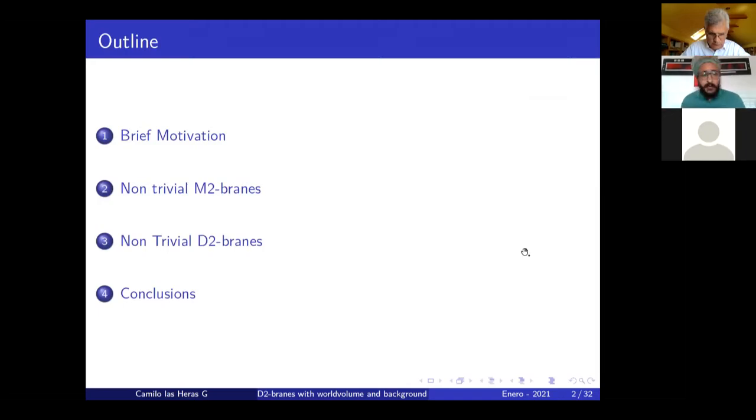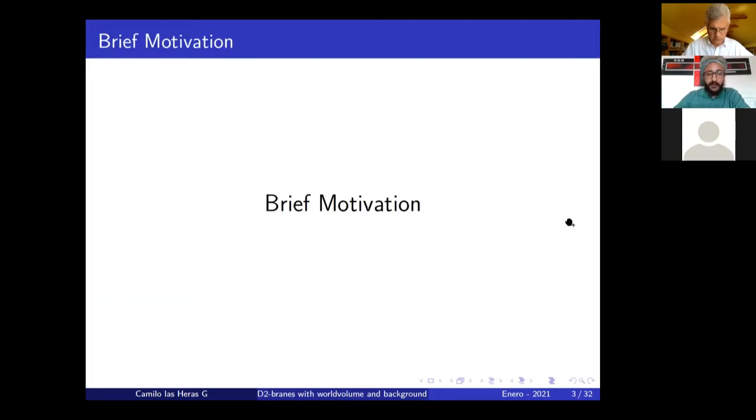So the outline of this talk is first to give a short and brief motivation of why we are interested in these kinds of topics. Then I will schematize some points of non-trivial M2 branes, and some points of non-trivial D2 branes. I will mention what is the relation between these two objects, and I will finalize my talk with some conclusions about what we have spoken so far.